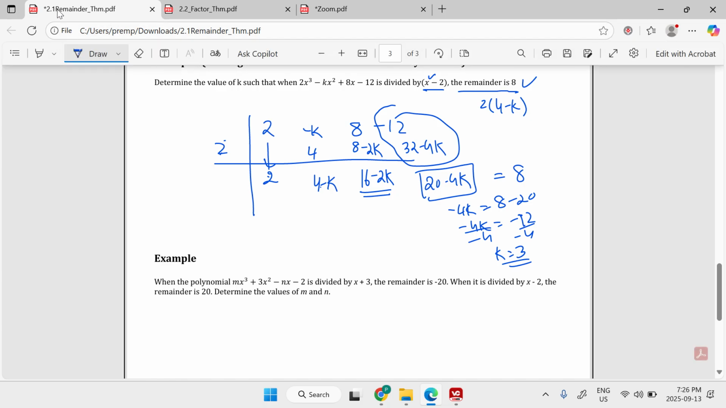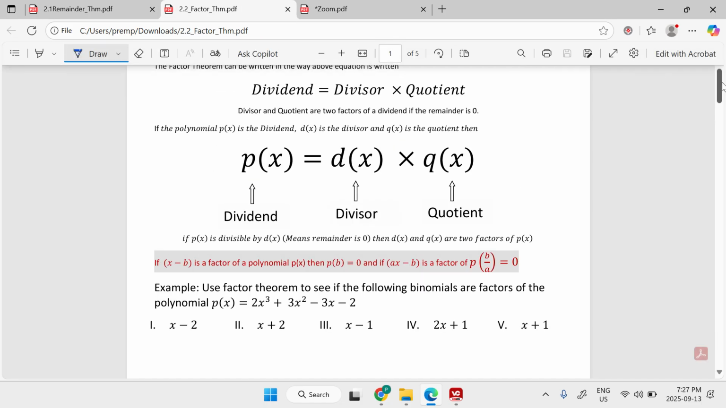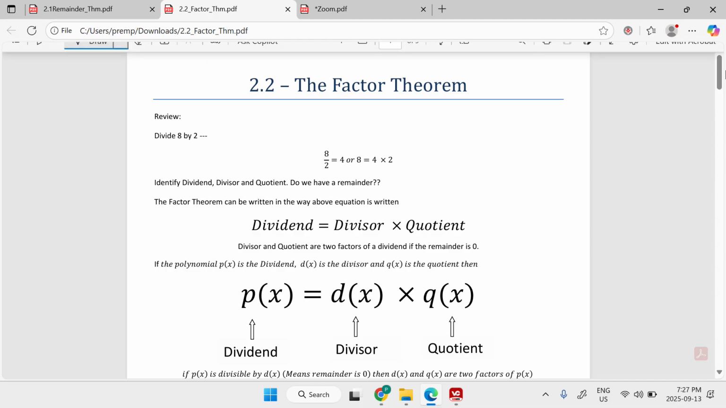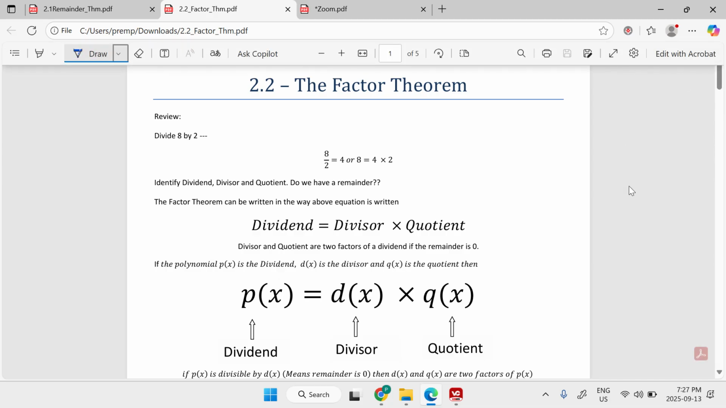Okay, now I will move to the next one, and that's the factor theorem. So let us see about this. As we already know, if we say that one number is a factor of another number, that means when you divide these two numbers, your remainder should be 0. Okay, so if it is a factor, then that means the dividend should be equal to the divisor multiplied by the quotient.